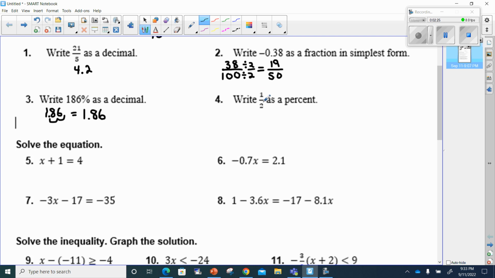Number 4 says write 1 over 2 as a percent. Well, if I'm going to write this as a percent, I remember again that every fraction is a division problem. This is 1 divided by 2. My decimal is already here. When I put my 0 here, I know 2 goes into 10 5 times, so this is 0.5. Now it says to write it as a percent, not a decimal. So I have to move my decimal over 2 places to turn it into a percent. That means I have to put a 0 in this spot. This is 50%.